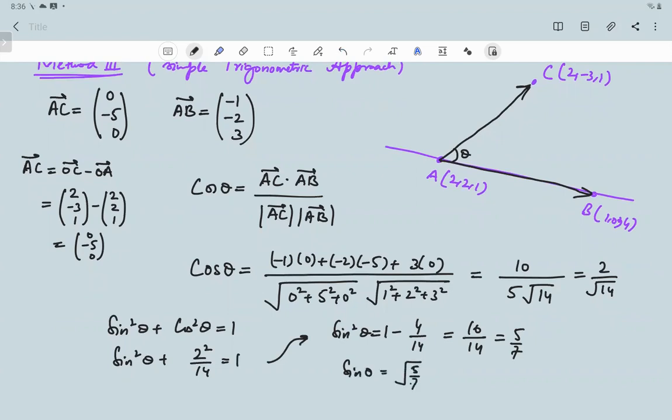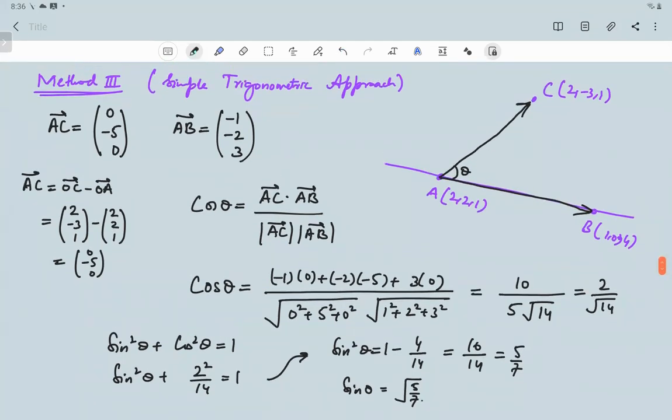Okay. Now we want to calculate this distance, this red distance. We call this point as D. Okay. Just give me 1 minute.